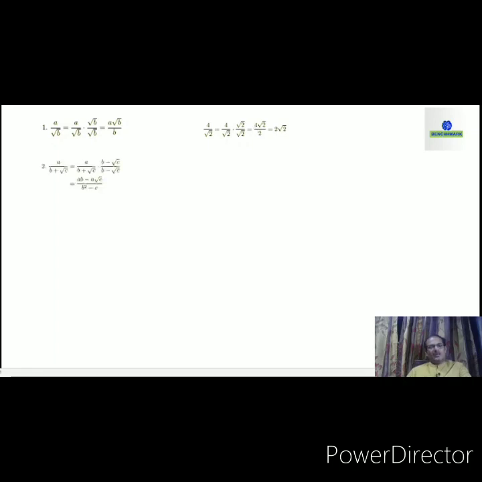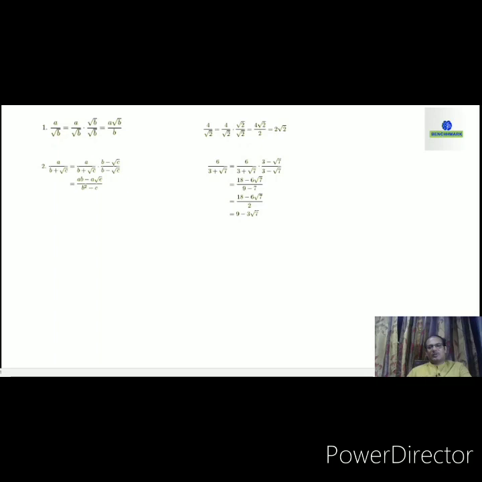A upon b plus root c. The conjugate of b plus root c is how much? B minus root c. So I am multiplying and divide by how much? B minus root c. So I am getting ab minus a root c upon b square minus root c square, that is c.